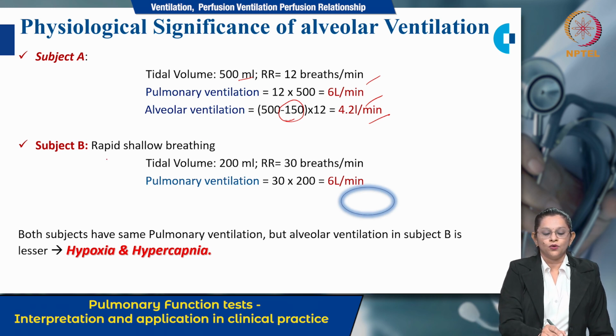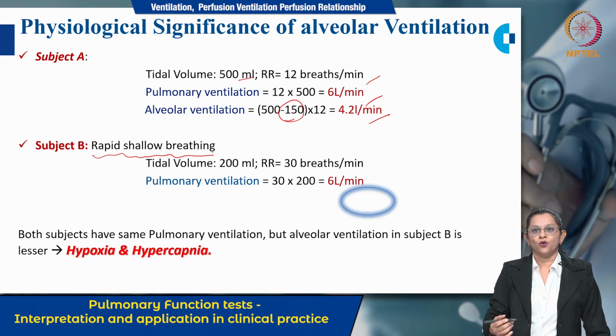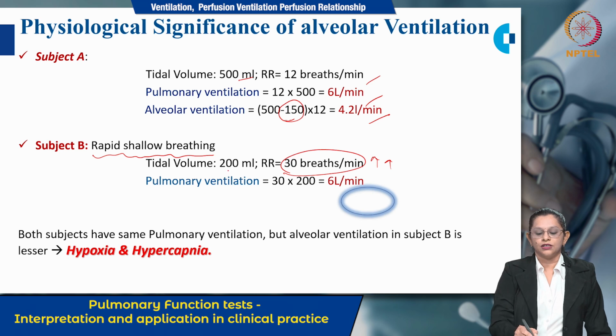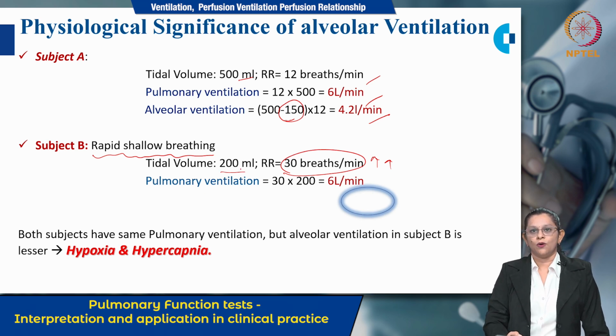Suppose we take a person who is breathing rapidly and shallowly, wherein his or her respiratory rate will be very high. It's increased to around 30 breaths per minute. As he breathes rapidly, the amount of air filling in and out of the lungs is going to be very less. It's only around 200 ml.